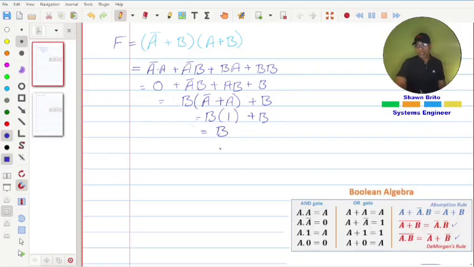Okay, so B is your final output in this. All the others are basically simplified. Now the most important reason that we learn Boolean algebra is to minimize the number of logical steps in a microprocessor.